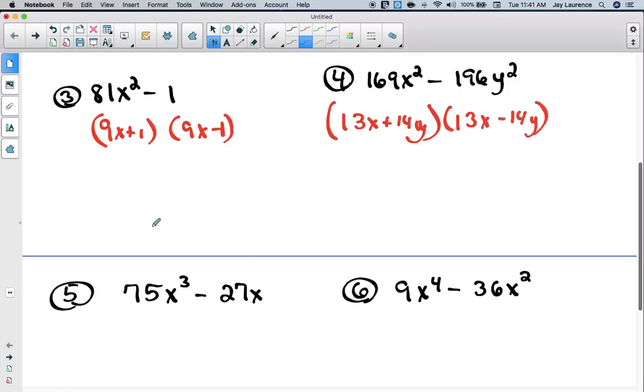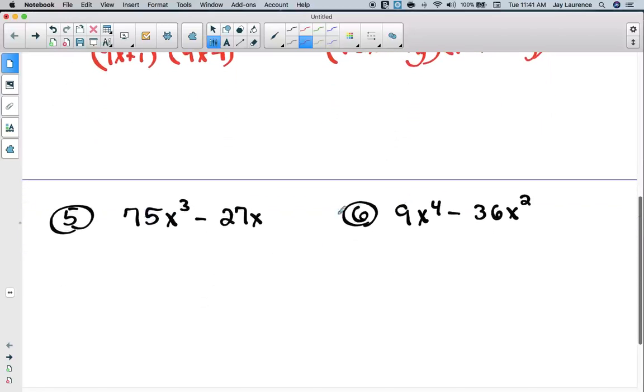Okay. Number 5. Again, if you haven't tried these, you need to pause the video and give them a shot on your own. There's a GCF hiding here. I think it's going to be a 3x. So I'm going to factor out a 3x. I'm going to get 25x squared minus 9. And inside that quantity is the difference of perfect squares. So I'm going to get a 5x plus 3 and a 5x minus 3.